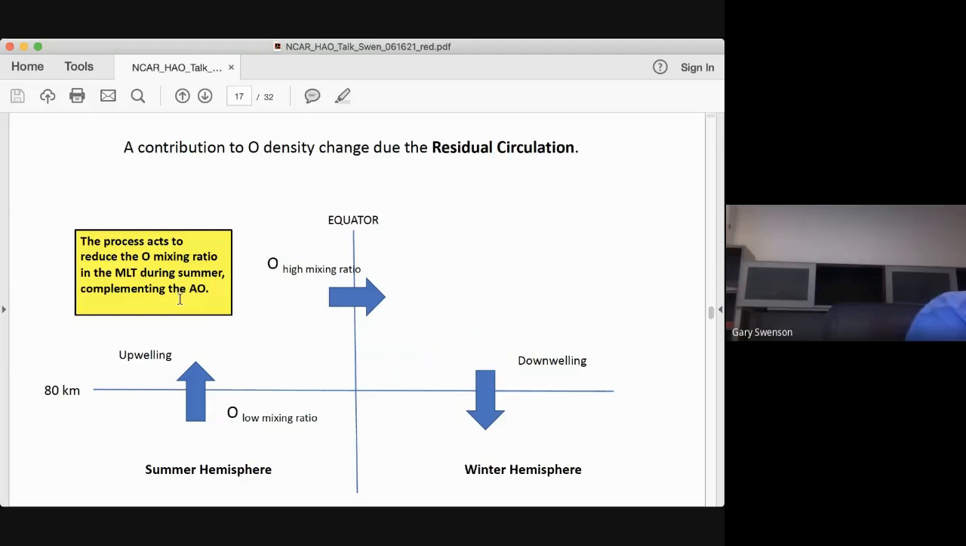As this lesser amount of, or this rarefied, O upwells into the MLT, we know, of course, that this circulation closes on the winter hemisphere and downwells, causing the opposite effect. So this is, I think, a major issue that the modeling community really needs to go in and help best understand: what contribution the upwelling of the residual circulation makes to the overall rarefying that we identify with the annual oscillation.